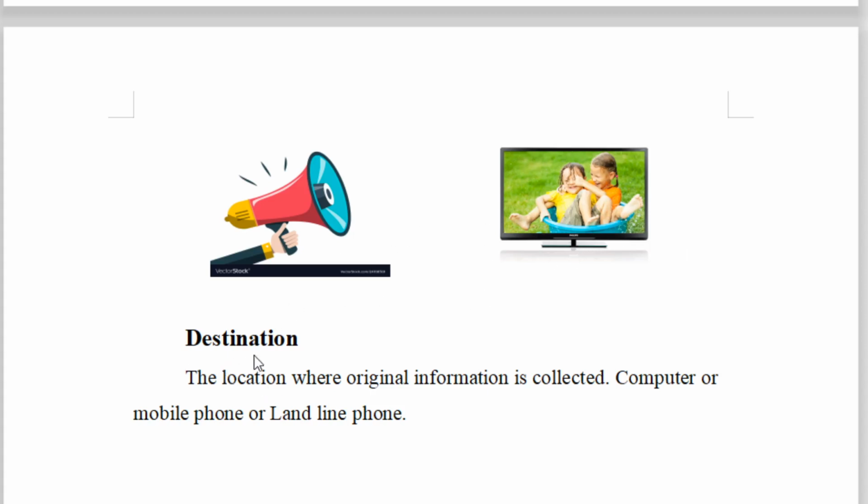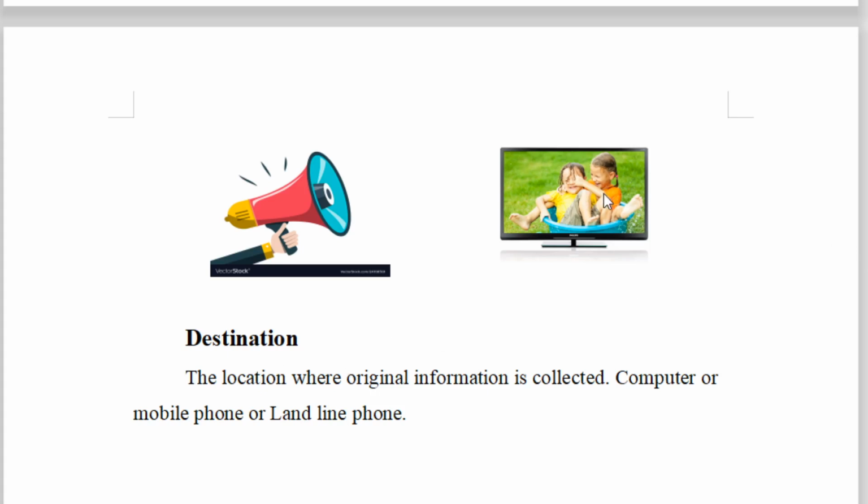And the final block is called your destination, the location where the original information is collected. A computer or mobile phone or landline phone, or you can say that in front of this monitor you are sitting, you are the destination. If you are listening to the output of this loudspeaker, then you will be the example of the destination. So like that, this is the last block, the destination.